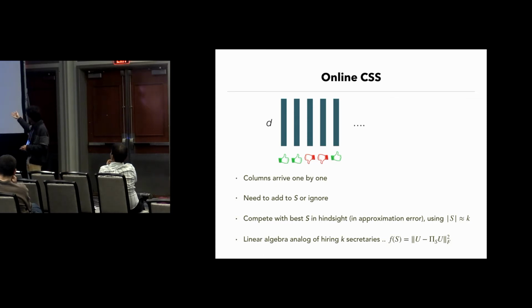And your goal is to keep roughly k columns at the end. Okay? And you would like to compete with the best S that has k columns. And the best is defined in hindsight. Okay? So that's the goal of online column subset selection. And you can think of it as, in some sense, some linear algebra analog of you want to hire k secretaries kind of a problem, right? So you have this function f of S that's defined by how much mass the columns of S capture, and you would like to build this set S in some online way. Okay? So that's the online column selection problem.